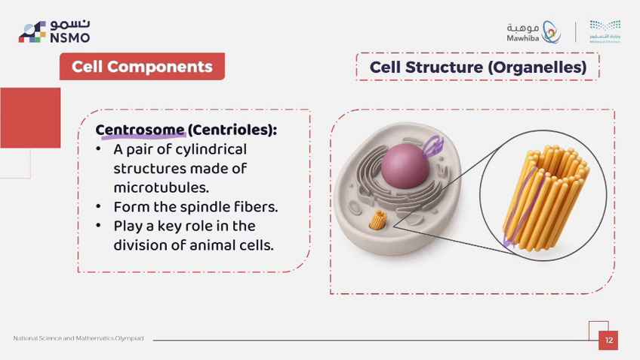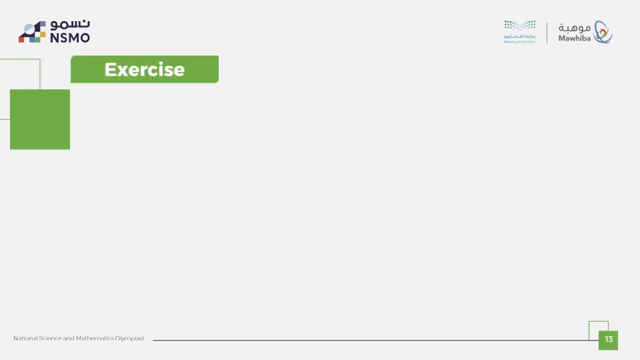These centrioles are responsible for forming the spindle fibers during cell division. So this makes the centrosome essential for animal cell division. It does not exist in plants, because spindle fibers help separate chromosomes accurately. So without centrioles, the cell would not be able to divide properly or distribute genetic material correctly. Don't forget.